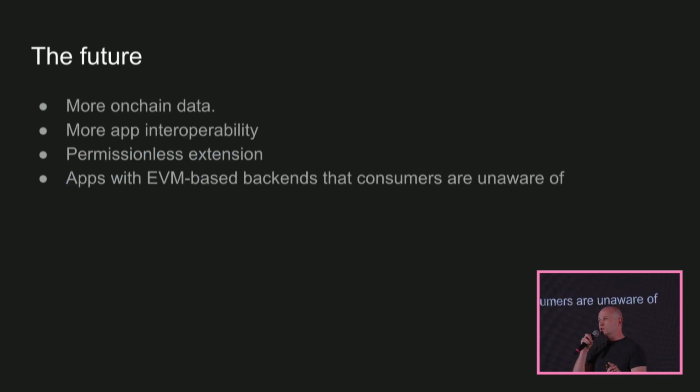And I believe the future of blockchain is more data on-chain, richer data on-chain. I think that you're going to have app interoperability, where an app shows up, does something cool, and another app gets an idea based on that one and does something cool to piggyback it. And I think that you're going to start to have apps with EVM-based backends that consumers are unaware of. And what I mean by that is you can apply the parent test. Is my parent using something that's got a blockchain behind it and they don't even know? Right? I think that's going to happen.